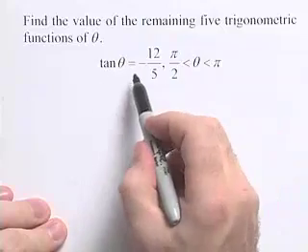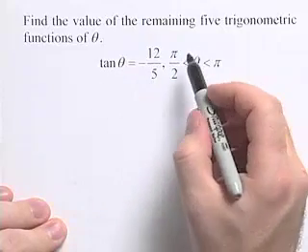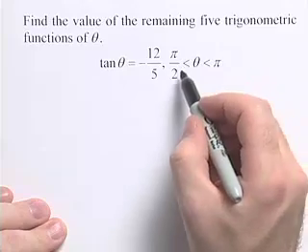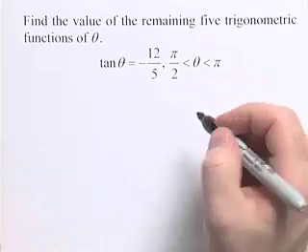Here we're going to find the 5 remaining trigonometric functions for an angle theta. We're given that tangent of theta is negative 12 divided by 5, and we know that theta is between pi over 2 and pi. That puts that in quadrant 2.